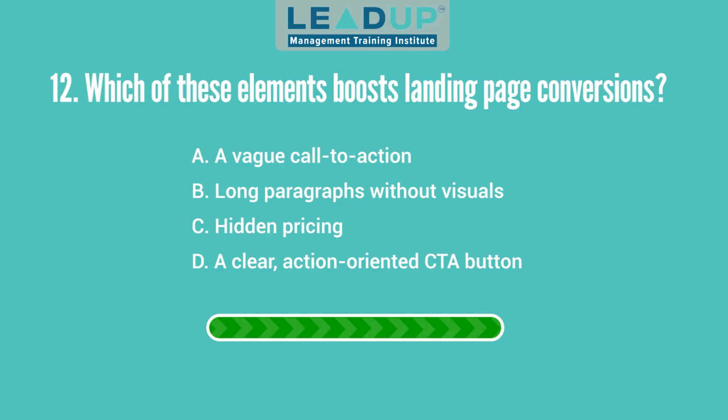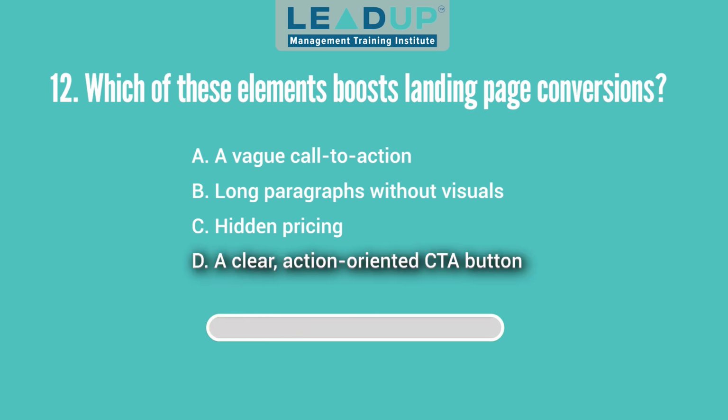Question 12. Which of these elements boosts landing page conversions? A. A vague call to action. B. Long paragraphs without visuals. C. Hidden pricing. And D. A clear action-oriented CTA button. The answer is a clear action-oriented CTA button.